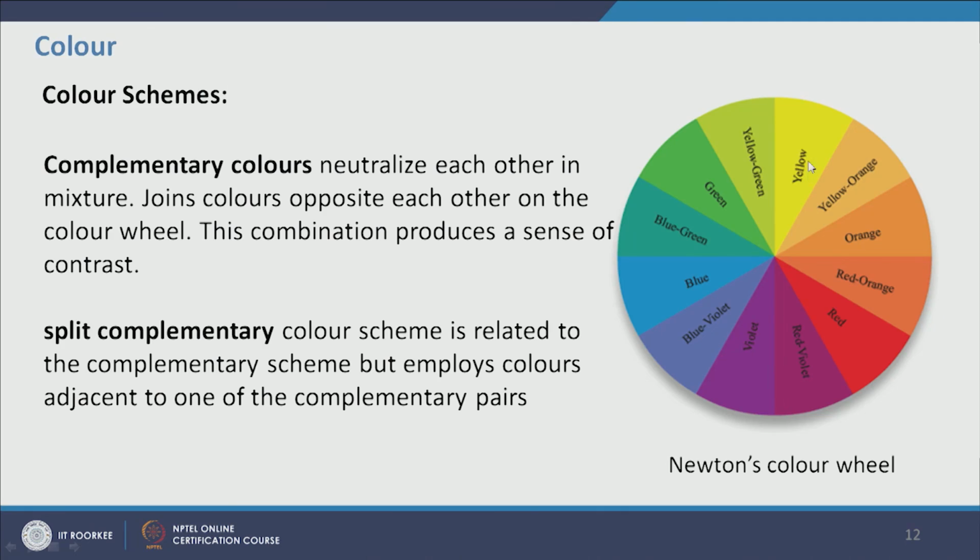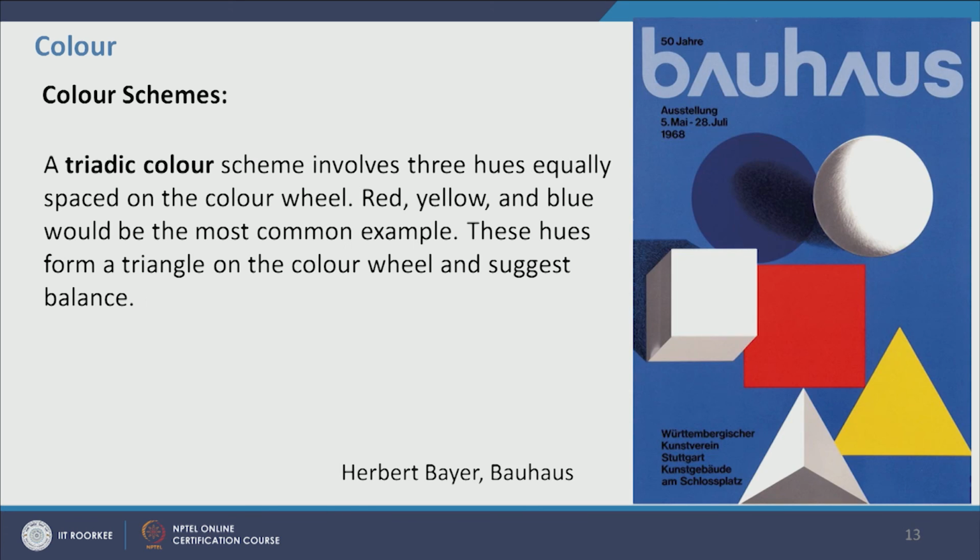For example, if we consider yellow and its complementary color violet, in the split complementary color scheme we will not take violet, but we will take blue violet or red violet. We will not go exactly to the opposite side of the color wheel, but to the analogous colors adjacent to it. Another example is the triadic color scheme.